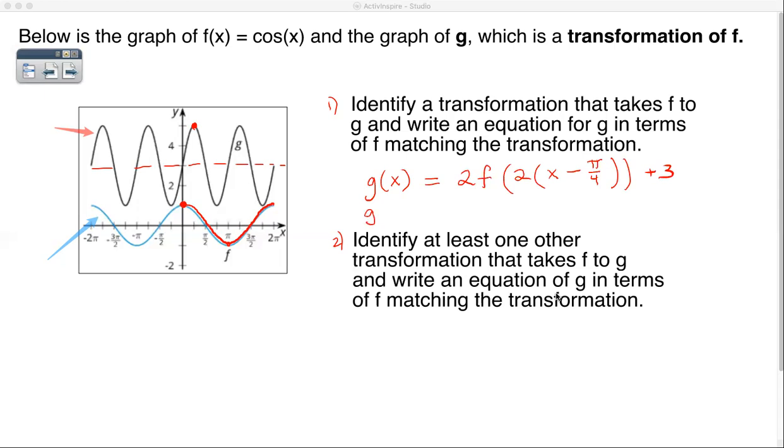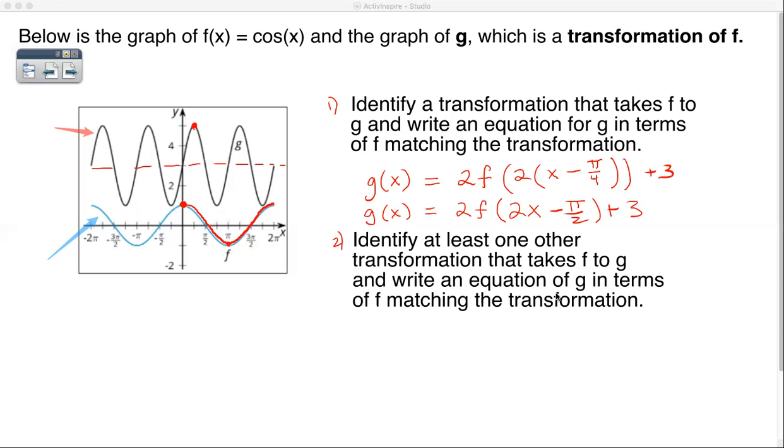Now, you may have also written it in this way. You may have also written 2f parentheses 2x minus pi over 2, I'm sorry, plus 3. And that's correct too. They're both going to result in the exact same graph. The reason for this is that the second g of x equation is what happens if you use the distributive property. The value of the expression doesn't change, just the look.